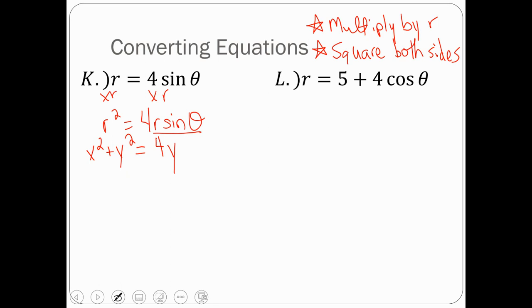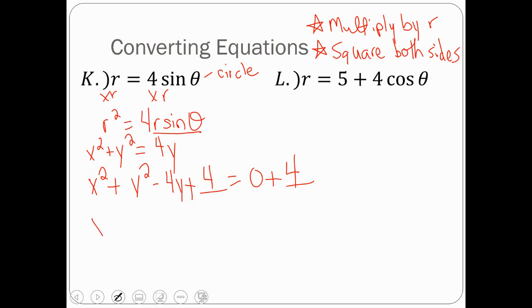Since we've done this in the past, and it's a good point to review, when I have x squared plus y squared equals something, that is a circle. And when we get into graphing these, you're going to learn that that is also a circle. So you should solve this like it was a circle. X squared plus y squared minus 4y plus blank, like completing the square, equals 0 plus blank. Divide 4 in half and square it, and you get 4. Put that over there as well. So you get x squared plus y minus 2 squared equals 4. So that would be your equation.